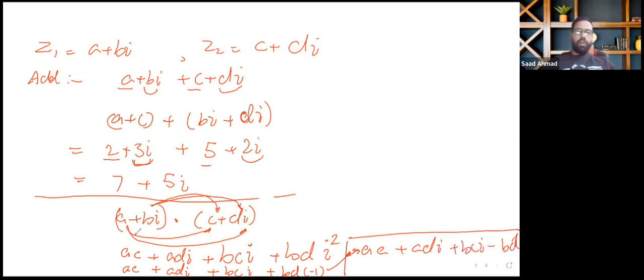Now a, b, c, d are representing numbers, right? They are the dummies for any number. So when we have actual numbers, we will just multiply the actual numbers. These will be replaced with the numbers.